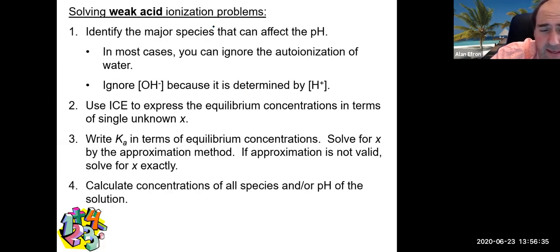So we do these problems, like I said, just like we do our regular ICE tables, and we ignore the auto-ionization of water. What that means is for our problems in this class, and I think most of the textbook online problems that you do, we ignore water's influence on the H plus concentration and OH minus concentration. Now, there are some people in some books who do take water into account. So what does that mean?